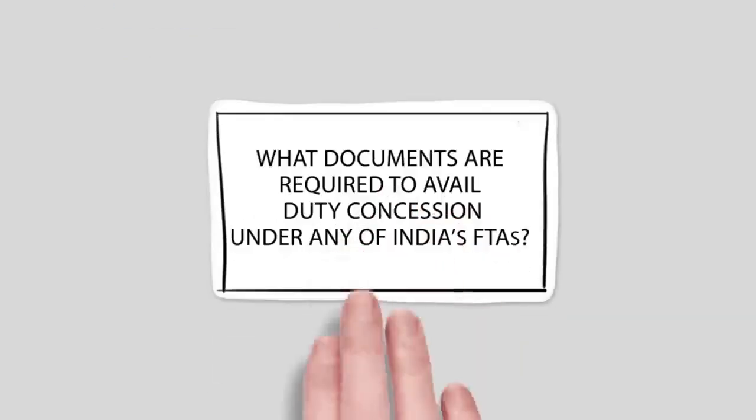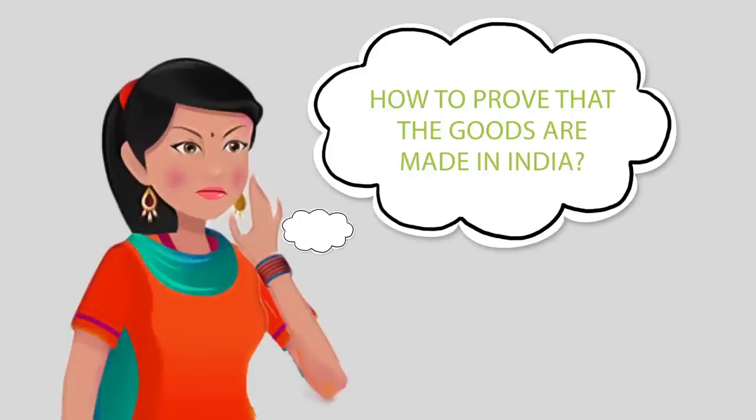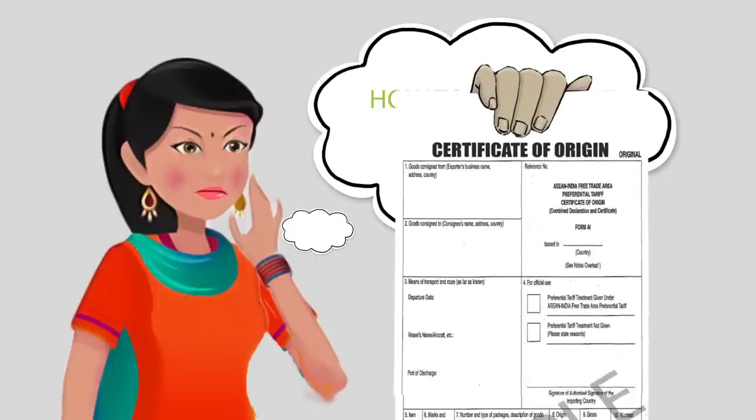What documents are required to avail duty concession under any of India's FTAs? To take the advantage of tariff benefits given under an FTA, the Indian exporter like Nikkoo has to prove that her goods are made in India as per the rules of origin agreed under the given FTA. This is proven by a document called the Preferential Certificate of Origin.